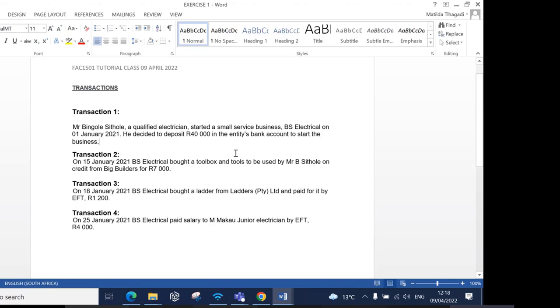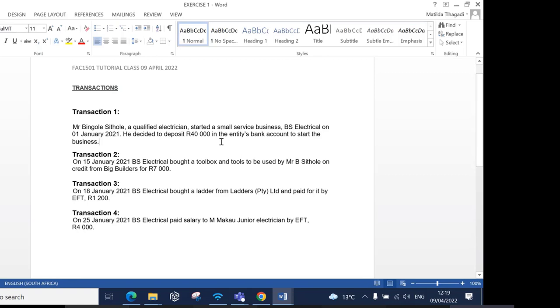So when you do anything that goes through your bank, you need to do a bank reconciliation on a monthly basis. The next step, after having that bank statement, is recording this in your subsidiary journal. So you're going to be recording this. Now, guys, please note, we're looking at transaction one.